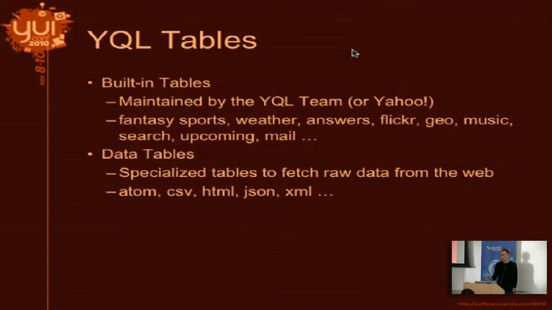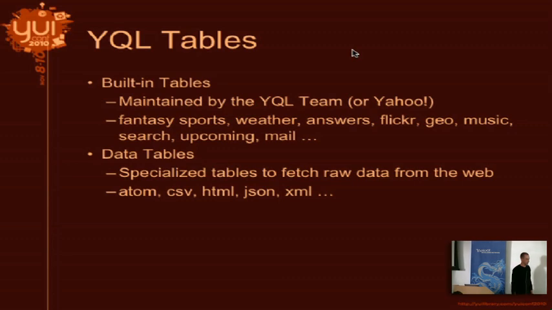Okay, so again, a little bit of a recap of what Mirek was talking about. YQL tables. We give you a ton of tables in the YQL console before you even have to start extending YQL. This is called the built-in tables. There are a lot of properties that have provided data bindings, and they're present in the YQL console that Mirek showed. If you do show tables, you'll see things from fantasy sports, from weather, from answers, Flickr, mail. You can do a lot of stuff with that.